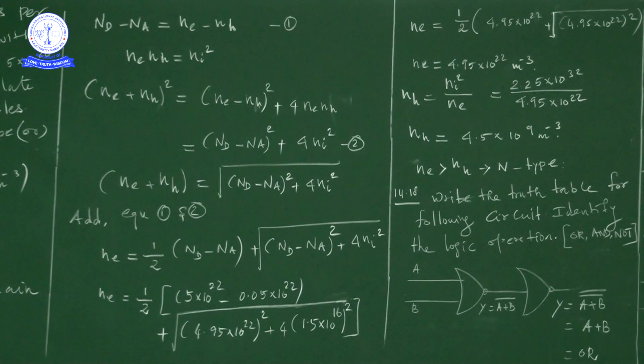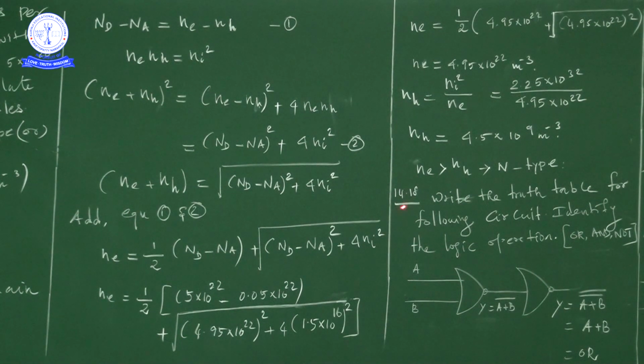Then compare these two values. The number of electrons is 4.95 into 10 power of 22, and the number of holes is 4.5 into 10 power of 9. Compared to the number of holes, we have an excess number of electrons. So the given semiconductor is an n-type semiconductor. An n-type semiconductor is nothing but a pure semiconductor doped with pentavalent atoms. Pentavalent atoms are those having 5 valence electrons in the outermost orbital. So we are getting a maximum number of electrons compared to holes, so it is said to be an n-type semiconductor.